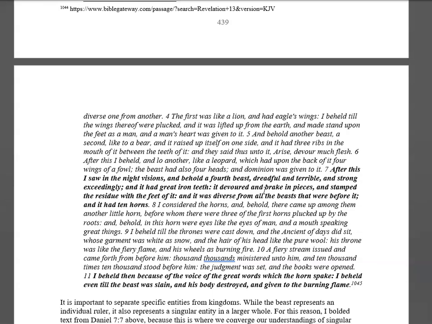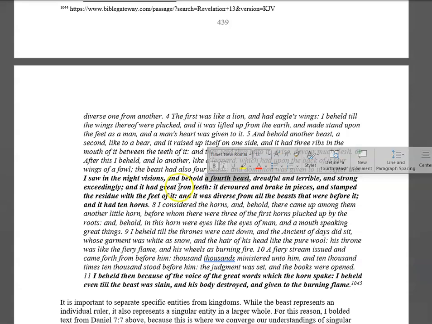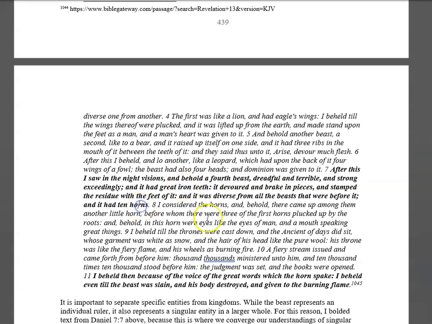It had great iron teeth. It devoured and brake in pieces and stamped the residue with the feet of it. It was diverse from all the beasts that were before it, and it had 10 horns. So we have this beast, which is named as the fourth beast. It has great iron teeth, and it has 10 horns.